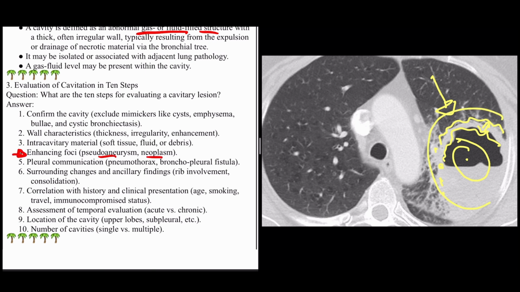For the pleural-based lesions, look for any pleural communication, which could correspond to pneumothorax or bronchopleural fistula. Search for any surrounding changes or ancillary findings like rib involvement and consolidation. Of course, correlate with the history of the patient and the clinical presentation, like age, smoking, travel, and immunocompromised status. Assess the temporal evolution. Is the cavity acute or chronic? Locate precisely the cavity, which will help you in the differential diagnosis. And of course, the number of the cavities. Is it single or multiple?